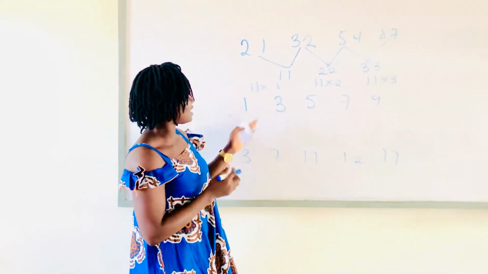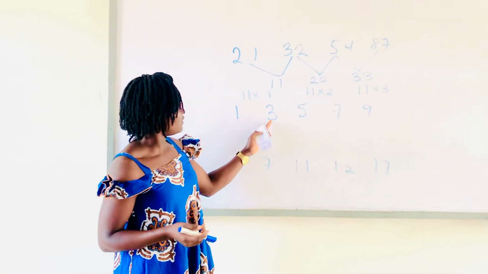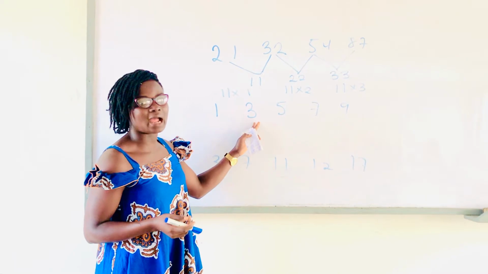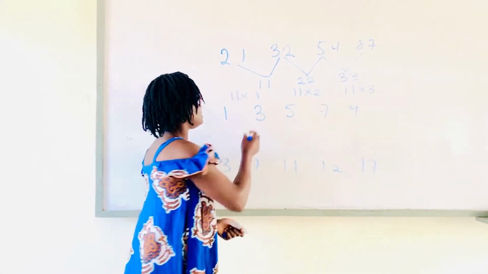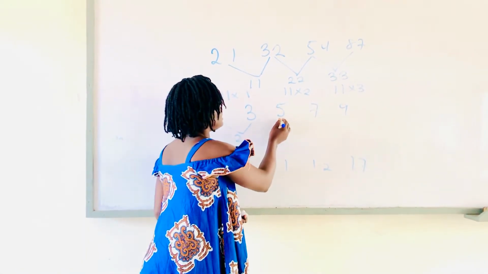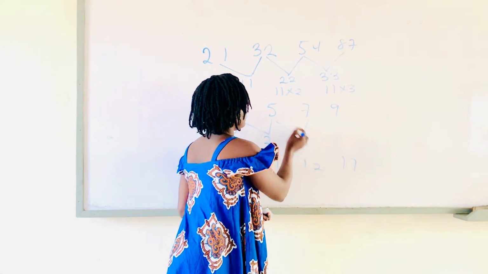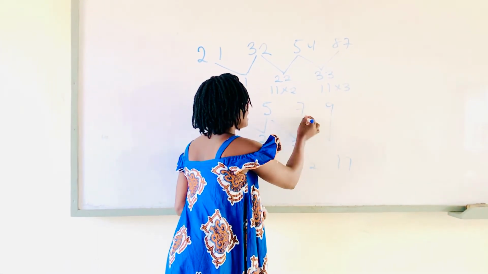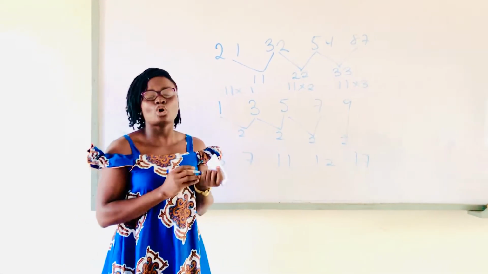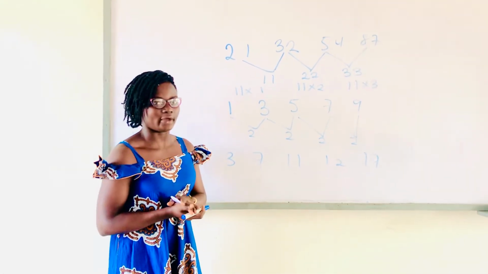Looking at the second set of numbers, we have the difference between the second number and the first number is 2. Difference between the third and the second is 2. Difference between this and that is 2. And the last one is 2. So we have a constant difference flowing through them.